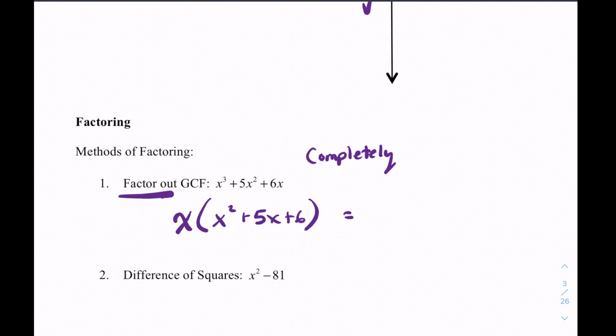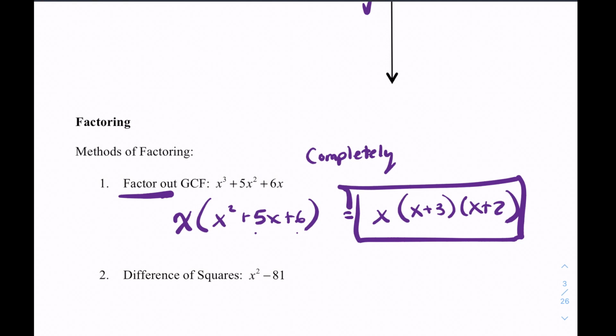So I would ask you, if this was class, what's the GCF between x cubed, 5x squared, and 6x? We obviously see that it's an x. Then we have x squared plus 5x plus 6. Now, if we are factoring this completely, then I want to say this is x. Numbers that multiply to 6 that add to 5 would be x plus 3 and x plus 2. That answer is completely factored.